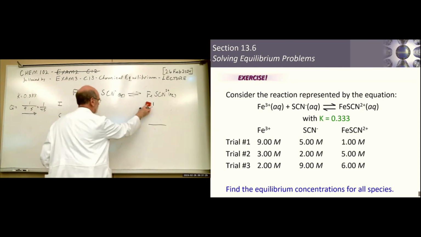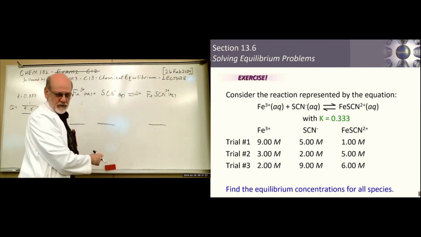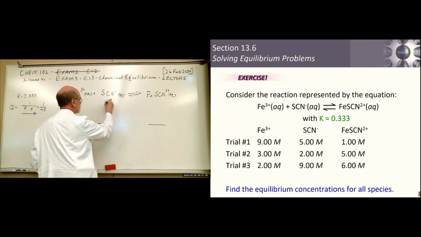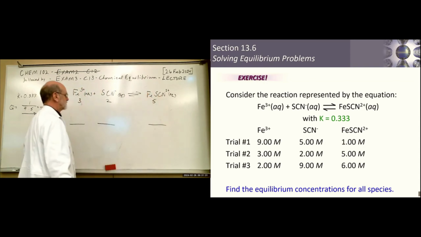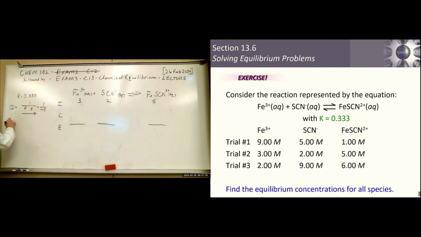Right? How about the second one? 3, 2, and 5. So the Q for this one would be 5 divided by 3 times 2, which would be 5/6, right? That's a lot bigger than 0.33. So this one's going to move to the left. It's got too much product.